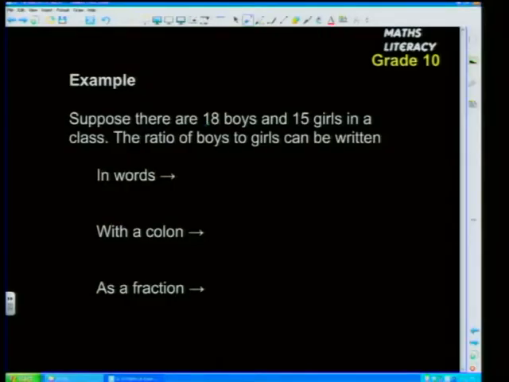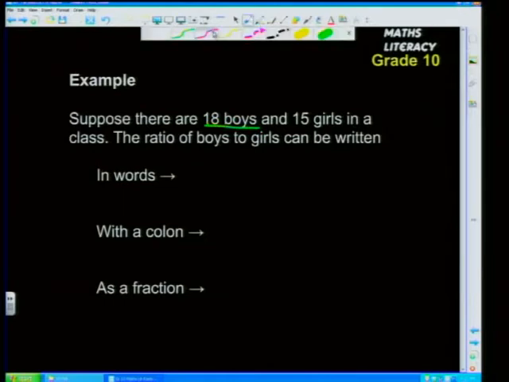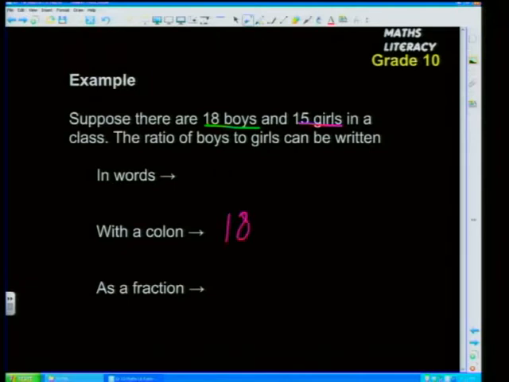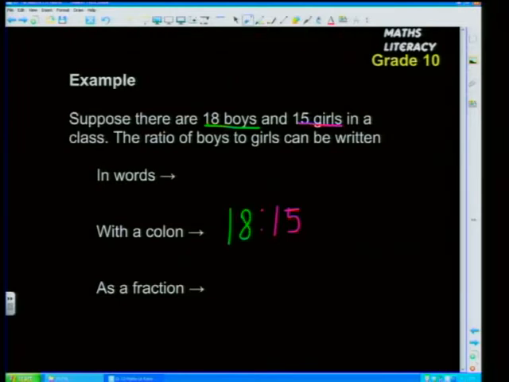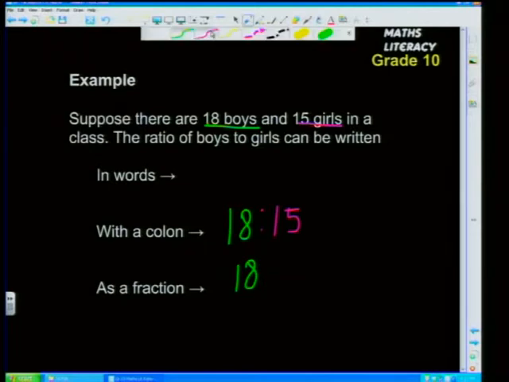So suppose there are 18 boys and 15 girls in a class. The ratio of boys to girls can be written in words. Okay, I think we've done this. 18 boys to 15 girls. A colon, we can say 18 boys to 15 girls. In fact, I probably should have written this in green. Let's do that. And I can write it as a fraction. So I've got 18 boys to, major color, 15 girls.